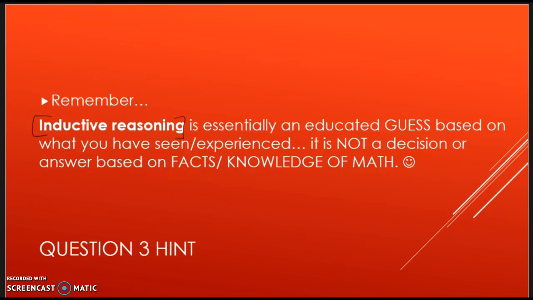It's like, I've seen 3 trees in the neighborhood and they were all green, so all trees must be green. Even though we know that there are yellow trees, red trees, all of that. But what it is, it's an assumption, a guess, based on what you have seen or experienced, not based on rules or laws or anything like that. So just keep that in mind.